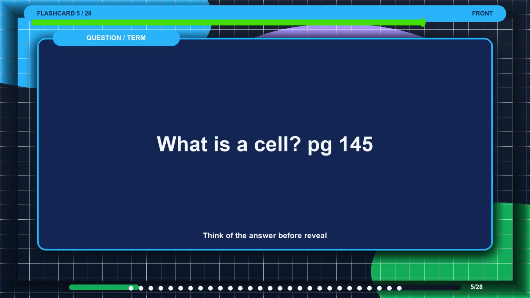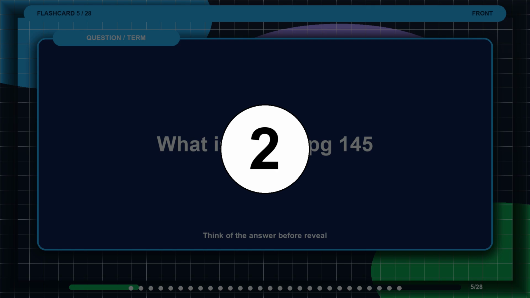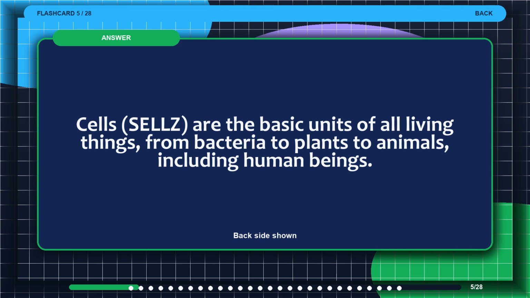Flashcard 5. What is a cell? PG 145. Pause and think of the answer before the reveal. The answer is cells. Cells are the basic units of all living things, from bacteria to plants to animals, including human beings.